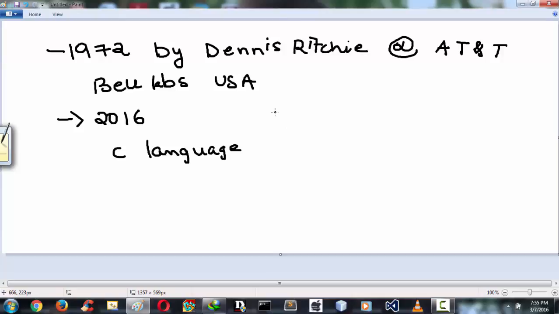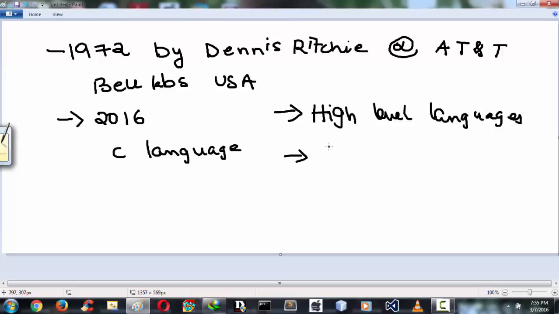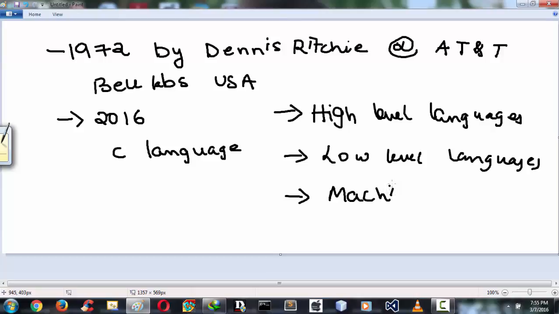The first one is high level languages. Excuse me for my bad and ugly writing here. The second one is low level languages, and the third one is machine language. These are the three classifications of programming languages, based on their levels or capabilities.